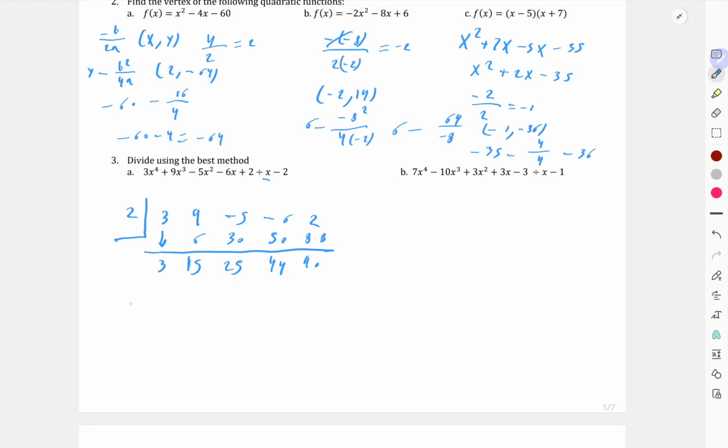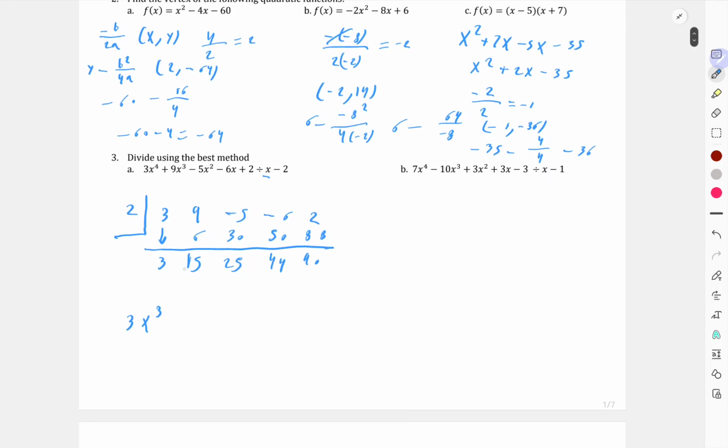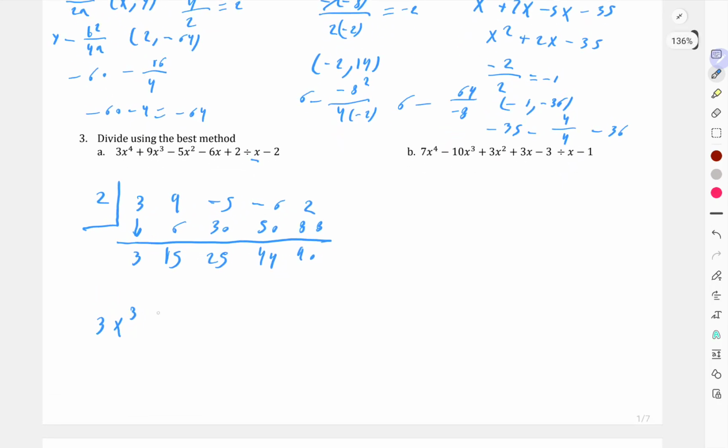So our final answer would be 3x to the power of 3, because it's always one exponent number less when you want to write the answer down. So we're going to do that. Plus 15x squared instead of cubed, and then plus 25x plus 44. And now we write our remainder, which is 90. So plus 90 over our divisor, which is x minus 2.